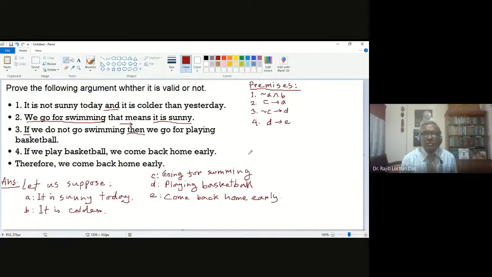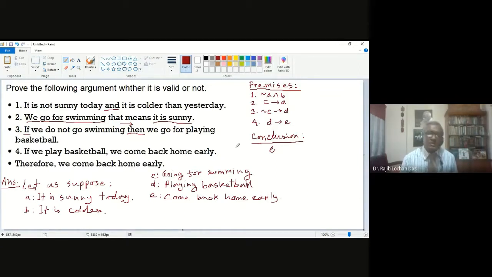Now you have only one thing in the conclusion. So write down what your conclusion is. What is the conclusion given? The conclusion is only one thing here, and you do not need to make any number. If you write one, then fine, you can write number 5. But it is okay, since it is only one thing, there is no need to write the number. So the conclusion is come back home early. So it is only E.